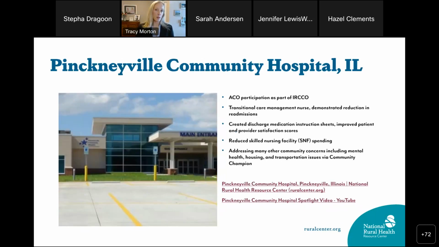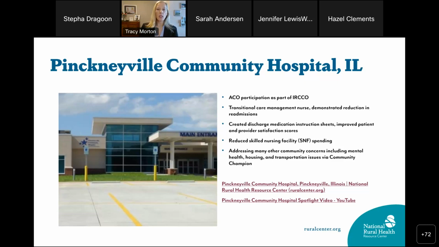Pinckneyville Community Hospital, also in Illinois, is part of that same ACO. But they have been working on a transitional care management program as well with a nurse, and they've demonstrated a reduction in readmissions. They've created some discharge medication instruction sheets and involved the patient and provider in their design. As such, they've been able to demonstrate improved patient and provider satisfaction scores about discharge instructions. They've also reduced their skilled nursing facility spending.